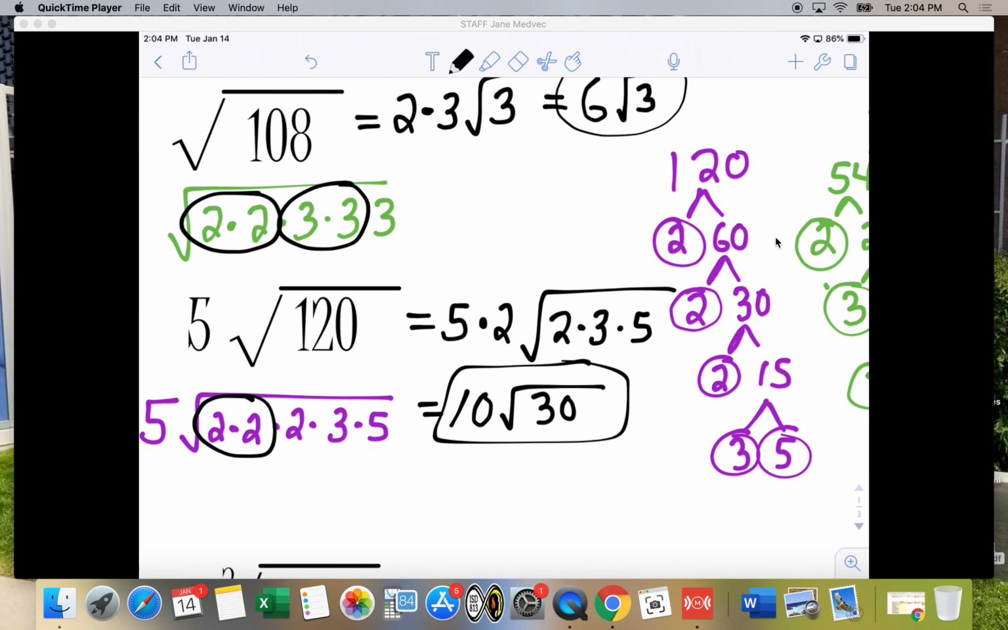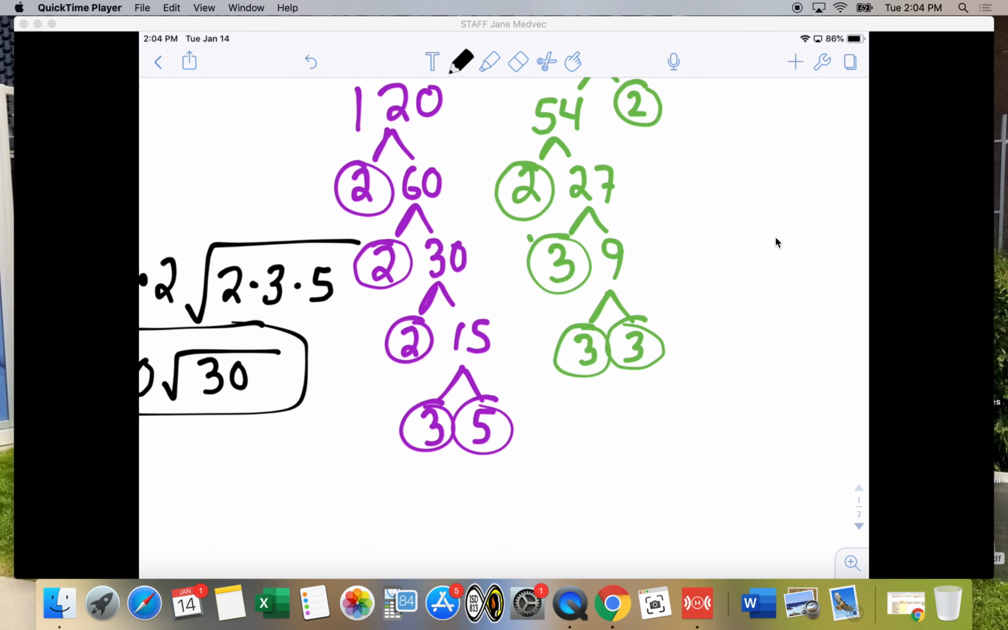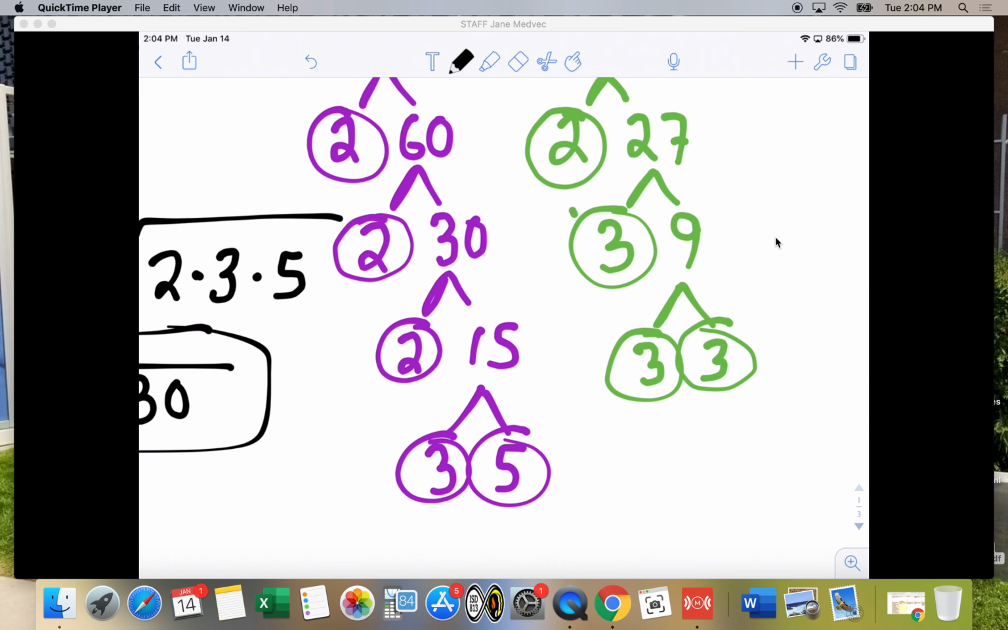Questions on those? Yes? For the 30, could you do 10 and 3? You could do 10 and 3 for 30, yes. And then you could break, you mean over here when we did the prime factorization? Yeah, you could have broken this down into 3 and 10, circle the 3, and then the 10 would break down into 2 and 5. So you'd get the same factors. No, good. Any other questions?